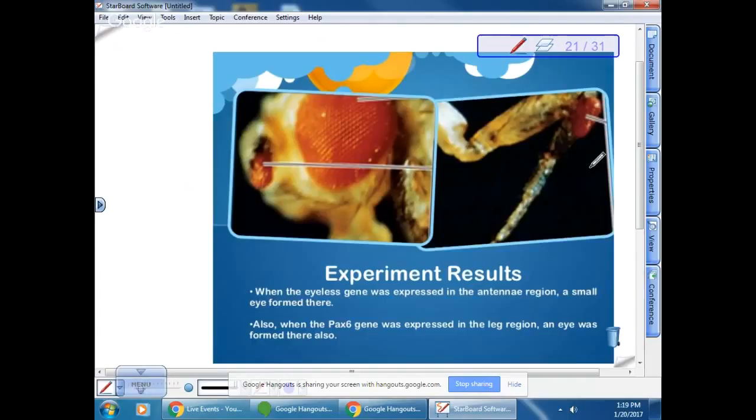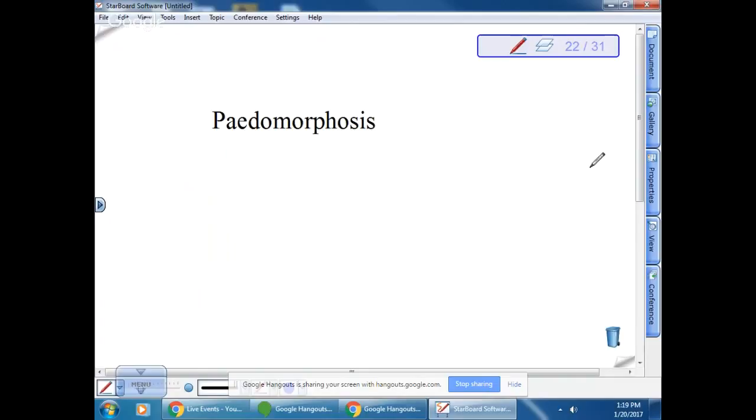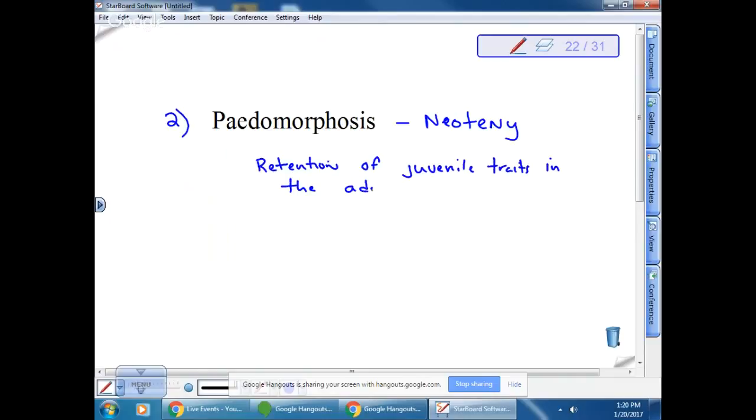Okay, so the modification of existing structures, like I mentioned before, is a mechanism of macroevolution. The second mechanism of macroevolution is what is called pedomorphosis, and this has another name that you'll see in the literature, which is called neoteny. So these two things are generally synonymous. And the definition of this is the retention of juvenile traits in the adult. So that can actually give you lots of variation if we retain juvenile traits.